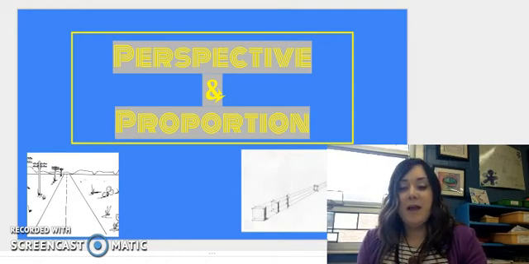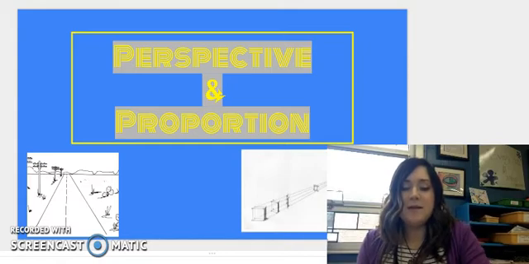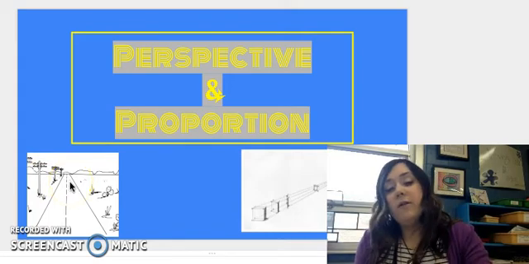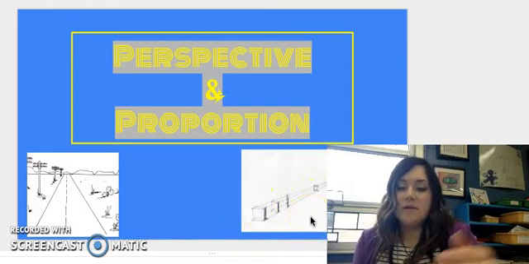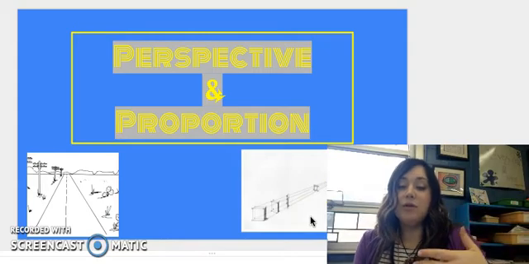So perspective and proportion, as you can see, you have the perspective on the left side, that picture there where it looks like you're going further into the picture, and then you've got the proportion talking about objects that you see up close versus far away, so it's just giving you proportion to yourself.